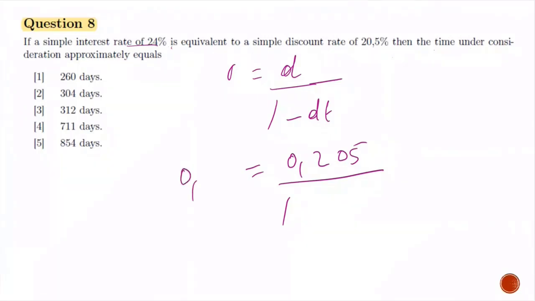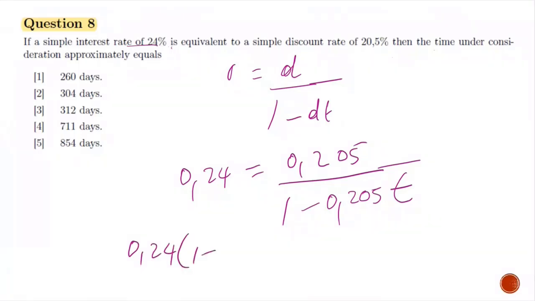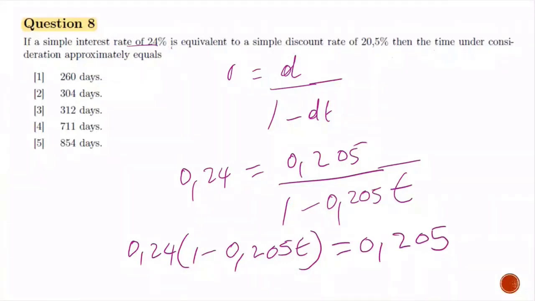Your R is 0.24. Your D is equal to 0.205. What is your time? You don't know. Okay, so here what you do, you just simplify for your T. So you've got 0.24 into 1 minus 0.205T is equal to 0.205. So you can just simplify for your T.